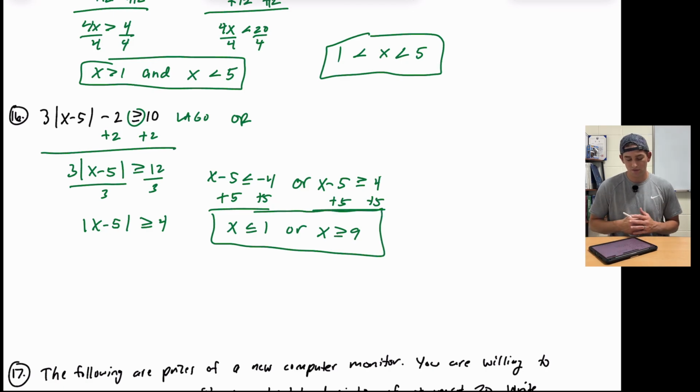It doesn't tell us to graph it, so we won't do that. So we have less than or equal to 1, greater than or equal to 9. So those do appear like they would be rays going in opposite directions. So all looks good for 16.